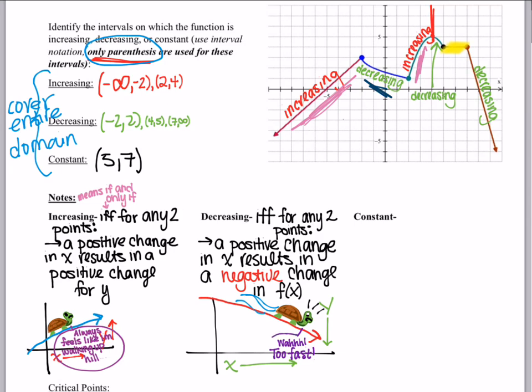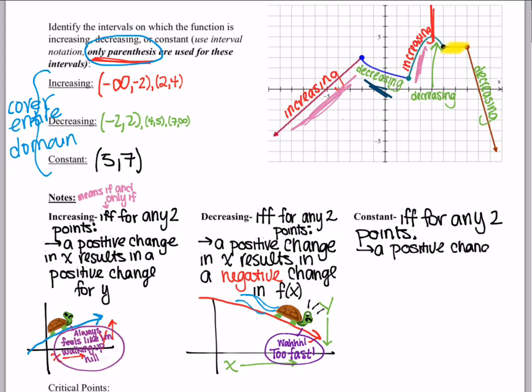Alright, so we'll move on to our last piece, which is a constant portion of the graph, or a constant interval. And same idea, if and only if, for any 2 points on our graph, a positive change in x this time results in no change for y. So no change in f of x.